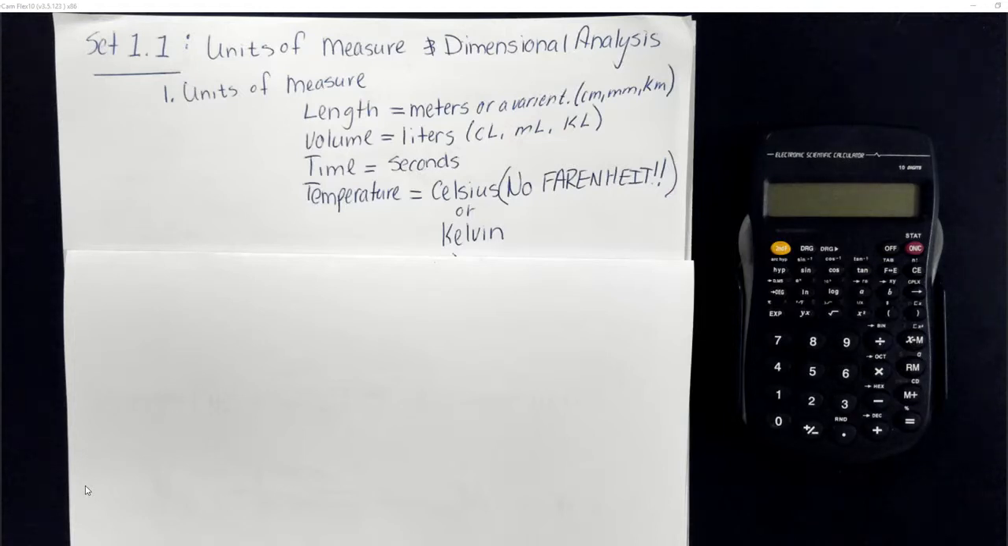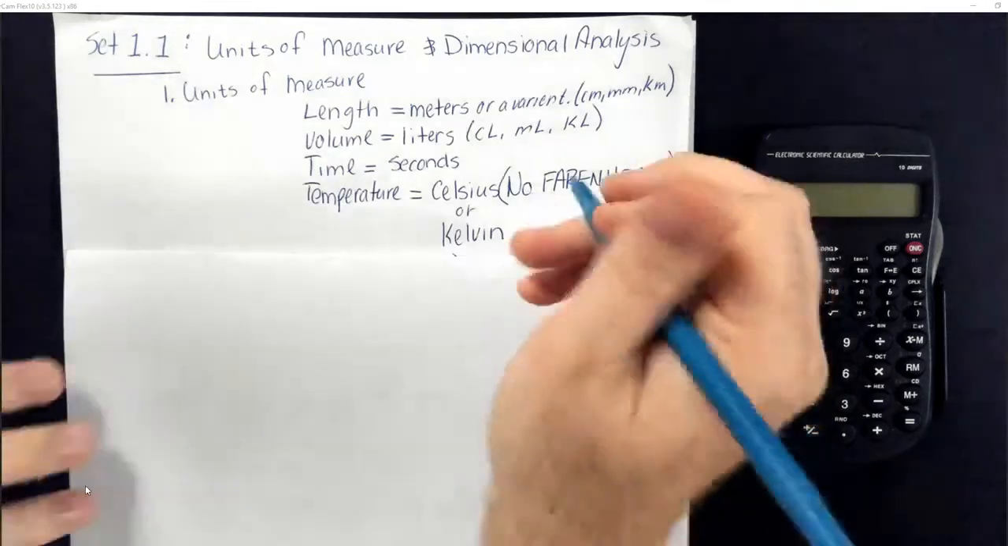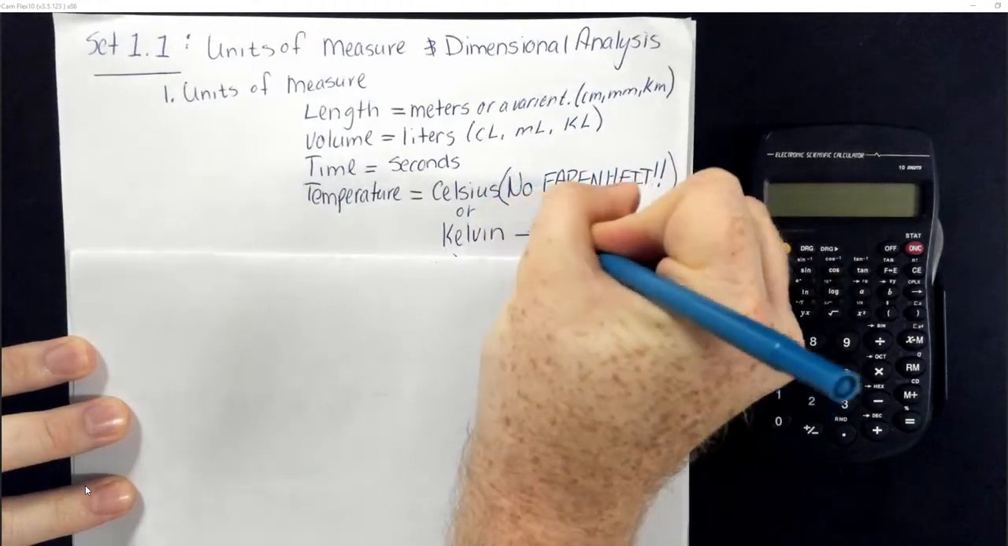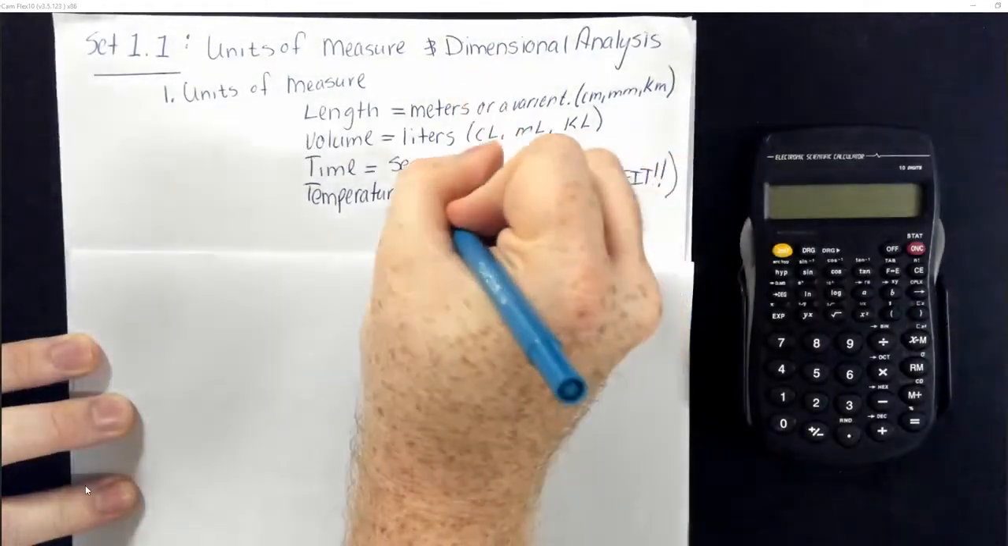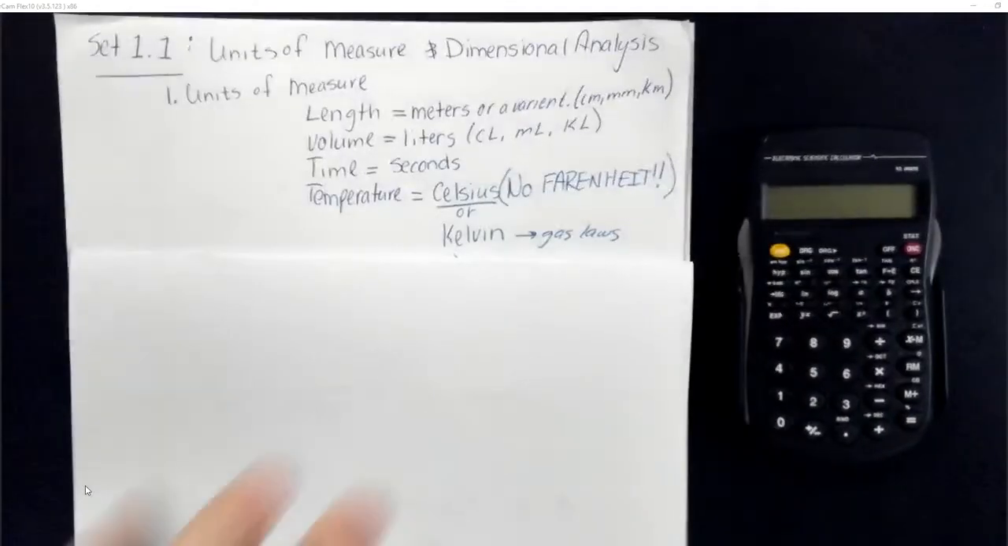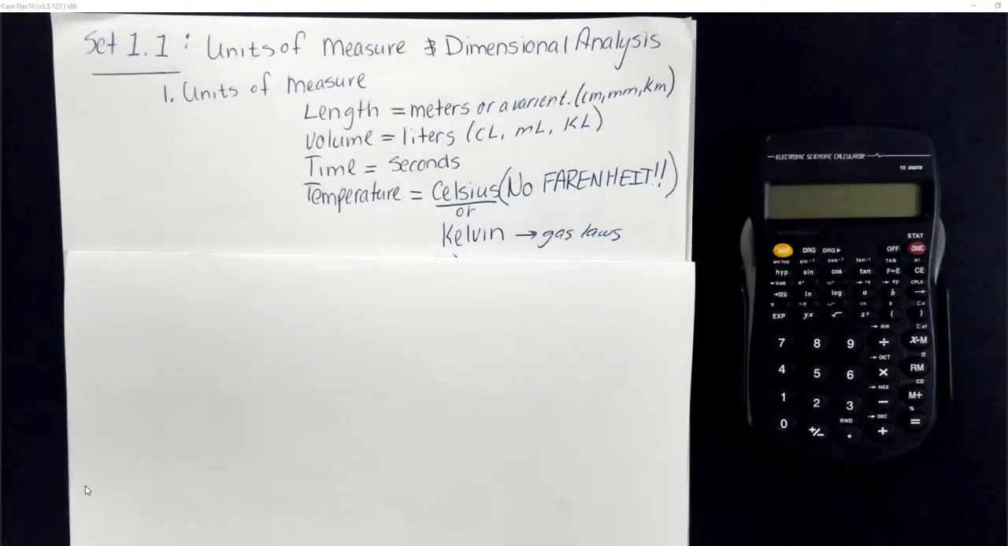Volume is in liters or another variant, centiliters, milliliters, or kiloliters. Time is in seconds. There's really no variant to that. You could have milliseconds or centiseconds, but we really don't deal with that too much in chemistry. And then you have temperature, which can be in Celsius or Kelvin. We will not worry about Kelvin until we get to gas laws. That's when that comes into effect there. We will mostly be dealing with Celsius. Alrighty? No Fahrenheit, ladies and gents.